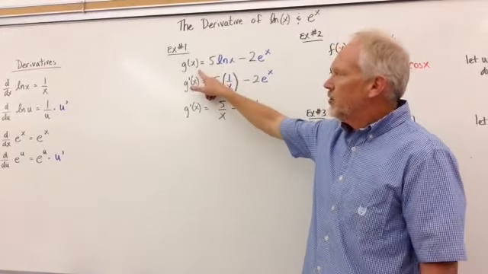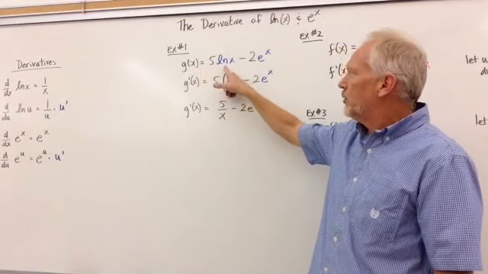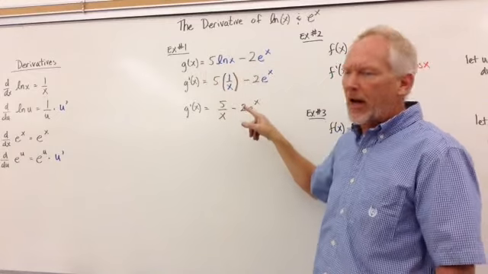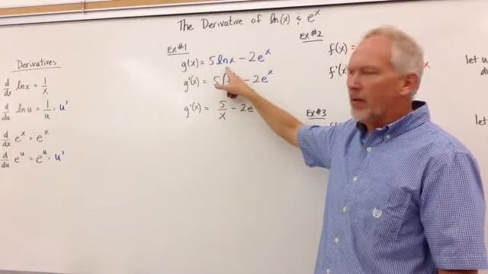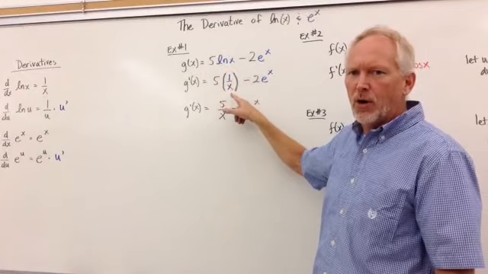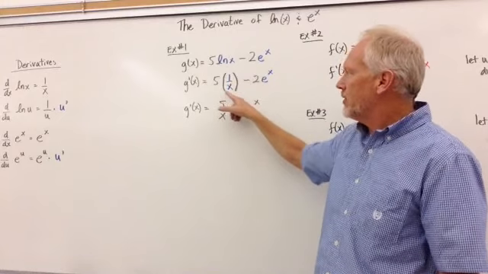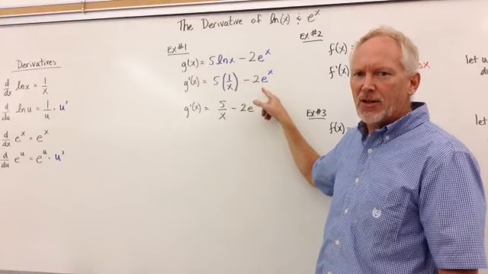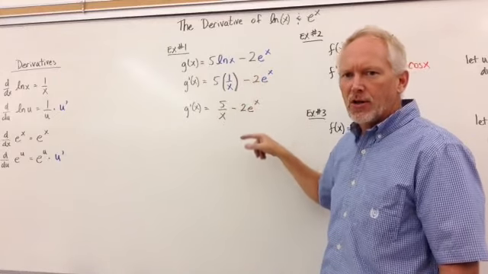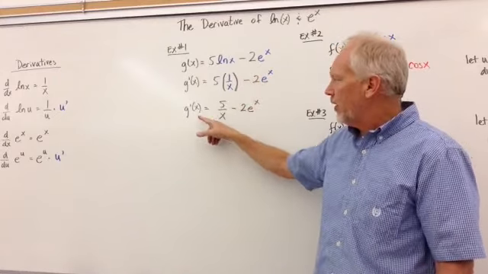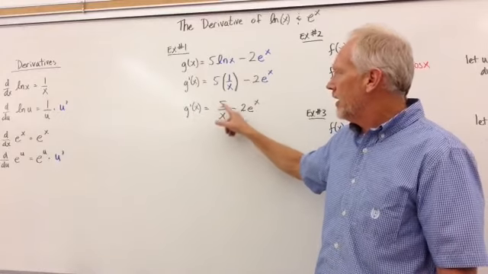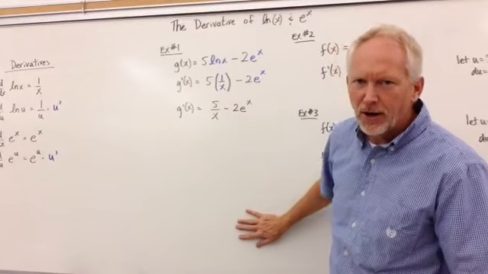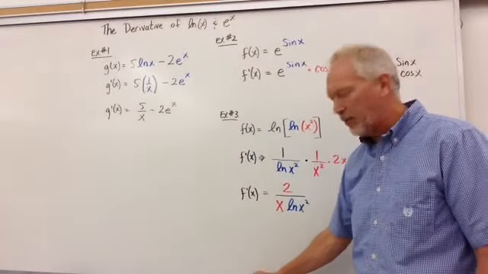We have g of x, and it's equal to 5 ln x minus 2 e to the x. So the derivative of ln x is 1 over x, 5 times that. Minus 2 times e to the x. Well, e to the x didn't change, so we have that. And so our final answer, g prime of x, is 5 over x minus 2 e to the x. All right, let's look at another example.